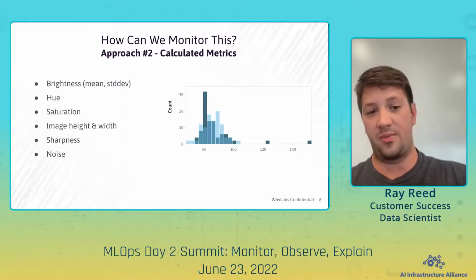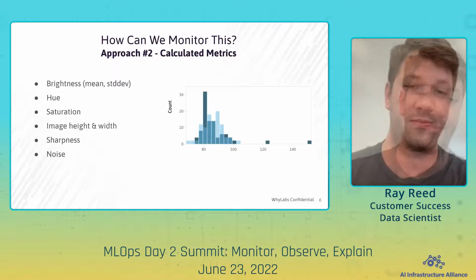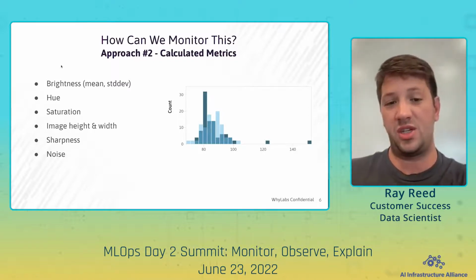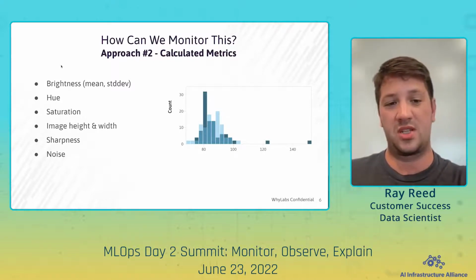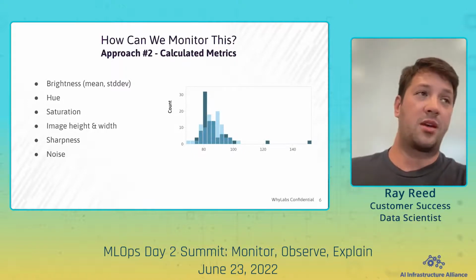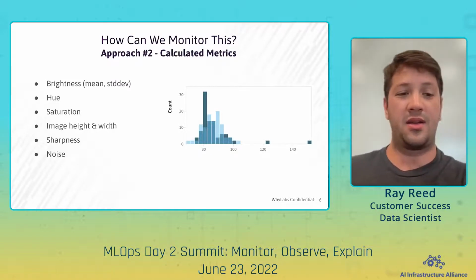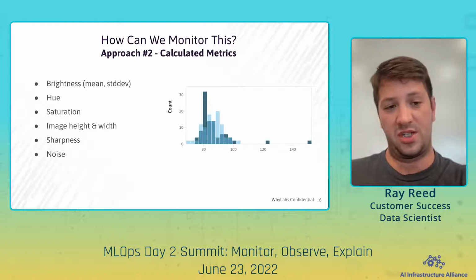We could easily calculate brightness by taking the average of pixel values across our image and computing that for each image in our data set. We could look at the standard deviation of that brightness, which will give us some indication of sharpness of the image. We can convert our image to the HSV color space and gather information about the hue and saturation.